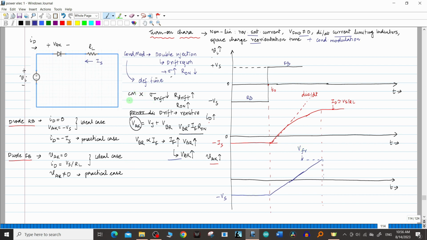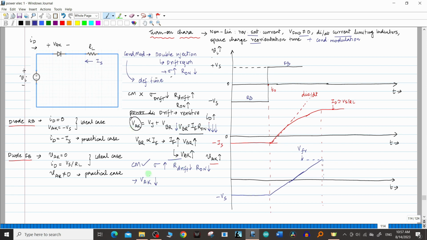Now, after some time, the conductivity modulation, double injection, all those phenomena will happen after a certain time. So conductivity modulation is going to set in. That means the conductivity of the drift region is going to increase, right? The resistance of the drift region will decrease. I can tell the on-state resistance will decrease. That means VAK naturally would decrease because R on is going to decrease.